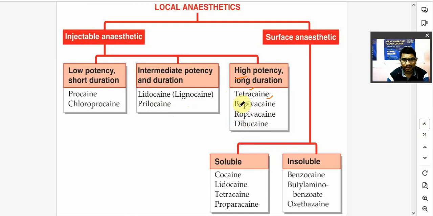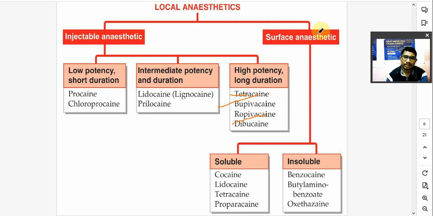याद कैसे रखने का, यहाँ पे कुछ tricks लगा सकते हो आप, जैसे तेरा भूपी रोपी को डम कर रहा है. You can remember it likewise, or you can make your own tricks. I don't believe in tricks much. So tetracaine, bupivacaine, ropivacaine and dibucaine have high potency and long duration of action.